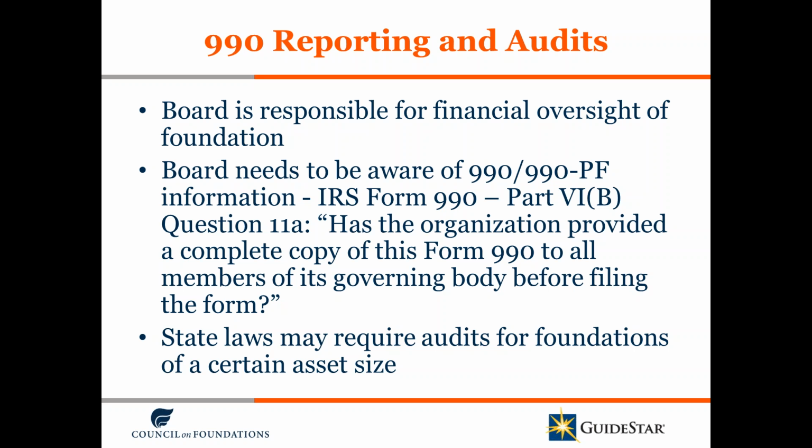But another area, and I'll go over this really quickly, for potential risk and potential liability, is in the area of your 990 reporting and your audits. Bottom line here is that the board needs to be aware of what's in the 990s and what's in the audits. They need to be aware of the financial situation of the organization. In fact, on the IRS Form 990 at Part 6B, there's a question that says, has the organization provided a copy of the 990 to all the members of its governing body? So hopefully everyone can answer yes to that, but that is very important because lack of knowledge, again, is not going to be a defense if there's a problem.